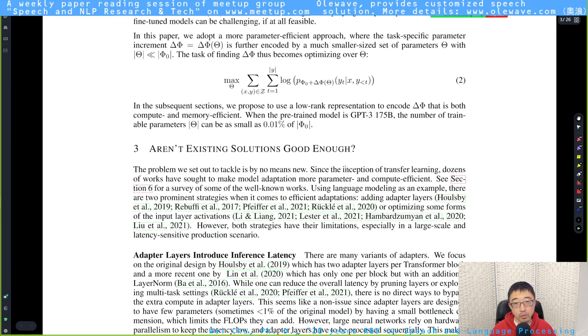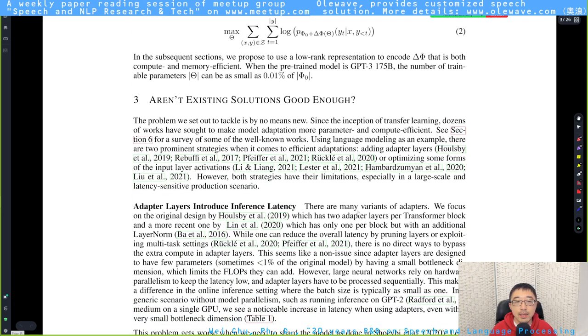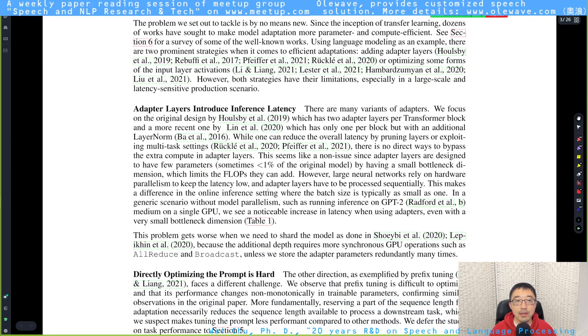And you may also ask, before they do this type of LoRA thing, are there any methods? Are these other methods good enough? And so why are the Microsoft people still looking at this issue? And the answer, according to the Microsoft researchers in this paper, is that there are some, but they're not good enough.